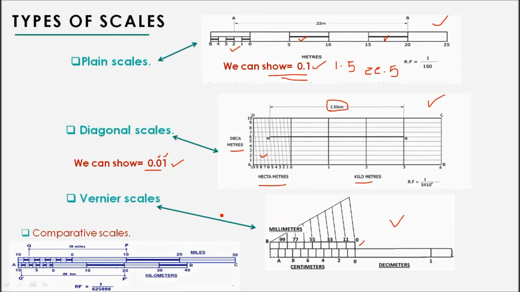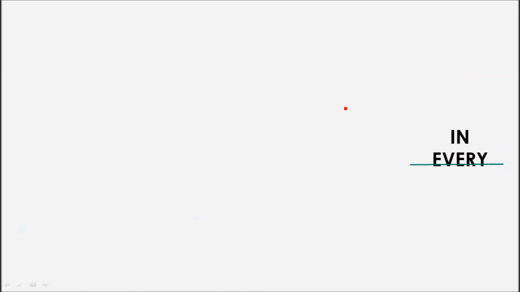And at last we have comparative scales. In comparative scales, we are comparing two different plane scales. I'm not going into detail on this in this channel. I'm just discussing the plane scale, diagonal scale and vernier scales.